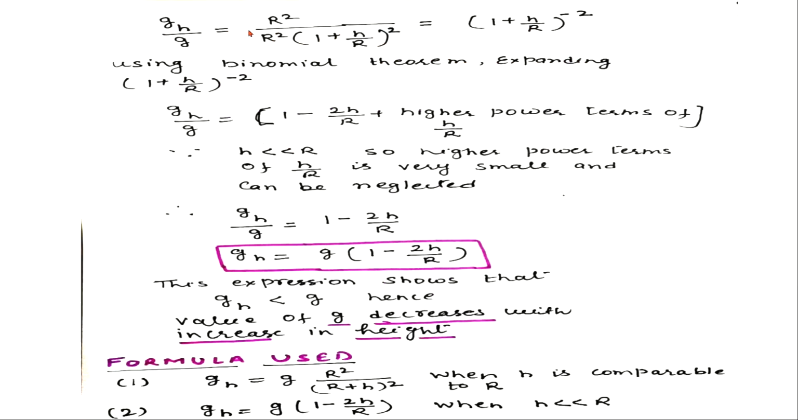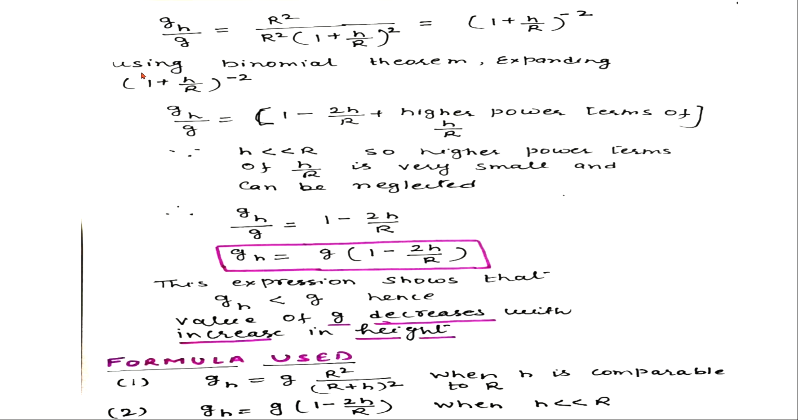Now here we are going to consider one more thing. Take R square common from the bracket. When you take R square common from the bracket, the denominator will become 1 plus h upon R whole square. This R square and this R square will be cancelled out. So this expression can be written as 1 plus h upon R to the power minus 2.